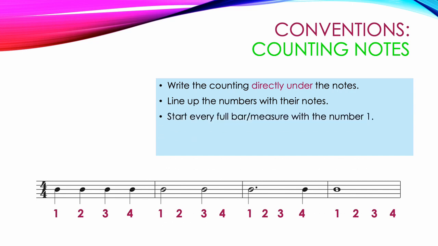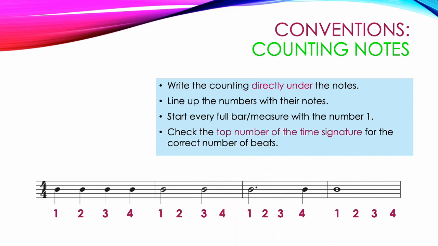Make sure to start every full measure or bar with the number 1. Notice how that happens in each measure. Check the top number of the time signature for the correct number of beats. In this case, the top number is a 4, so every measure has to have 4 beats in it.